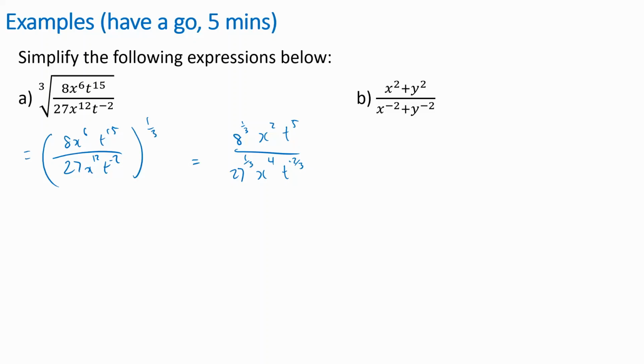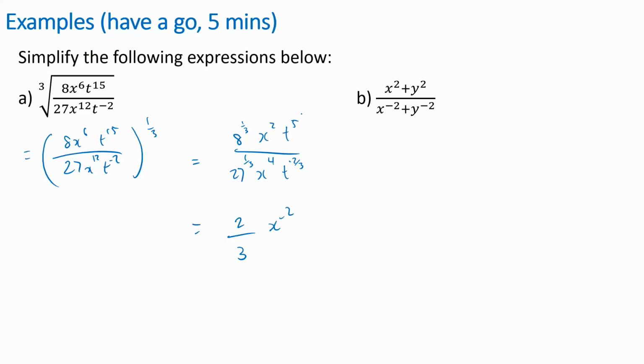After that, 3rd root of 8, 3rd root of 27 is easy. You know, 3rd root of 8 is 2, and of 27 is 3. Now you've got x squared divided by x to the power 4. What's x to the power 2 divided by x to the power 4? X to the power of negative 2, because when you're dividing, you're subtracting the power. So here you've got 2 take away 4 is negative 2. So it's x to the negative 2.